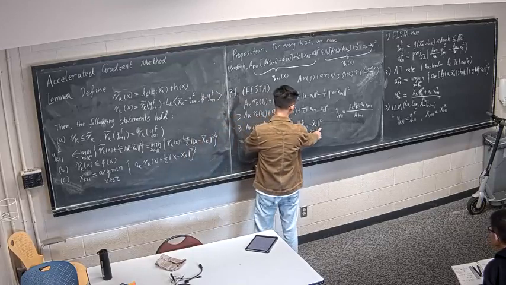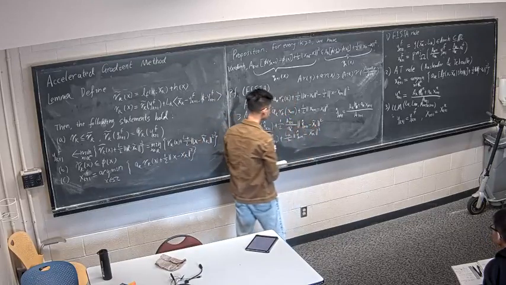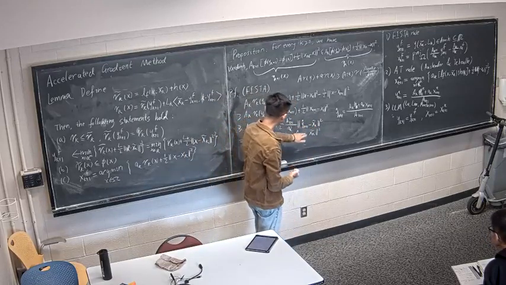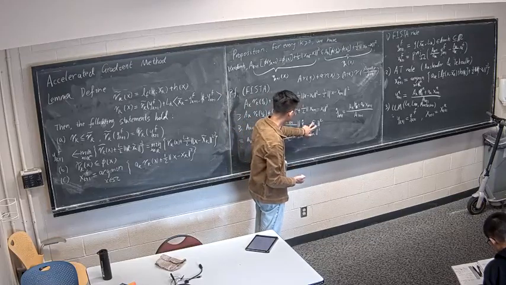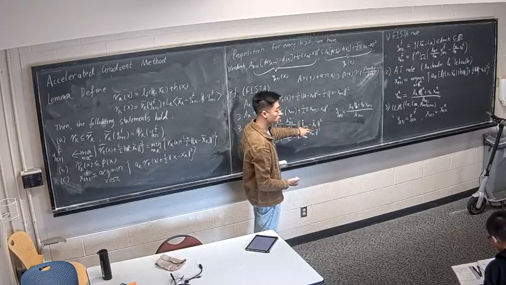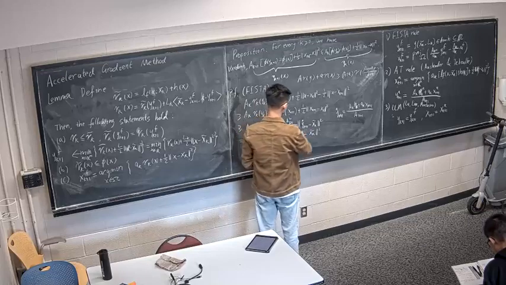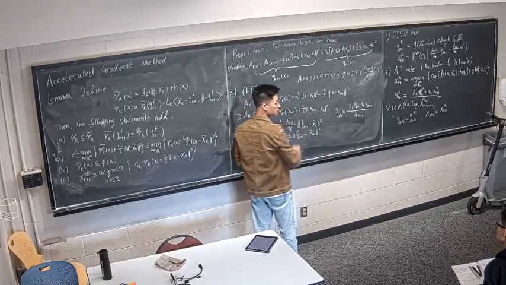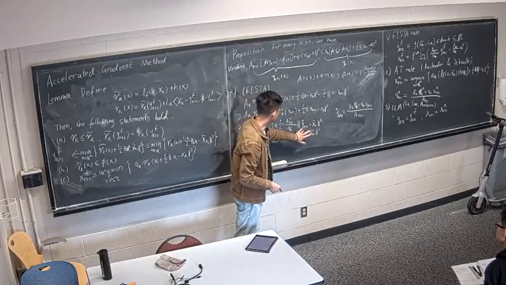The second part is just a reformulation using the fact that both y hat_{k+1} and x tilde_k take the form of convex combinations. So this is just by reformulation using the definition of these two points.